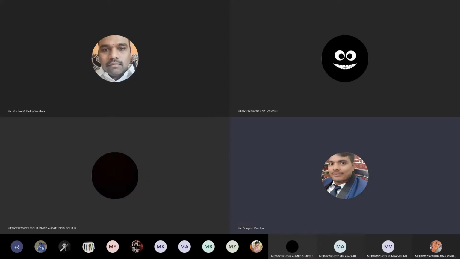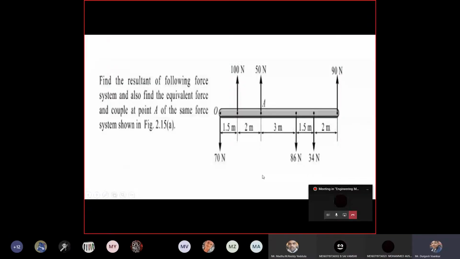See, already we have discussed this problem in the last class. Now, in this case, let us consider this is your one body. Let us consider on this body, one force is acting like this, another force is acting like this, next force is acting in this manner. Let us consider this one is your 20 kilonewton, this one is your 30 kilonewton, this one is your 40 kilonewton.